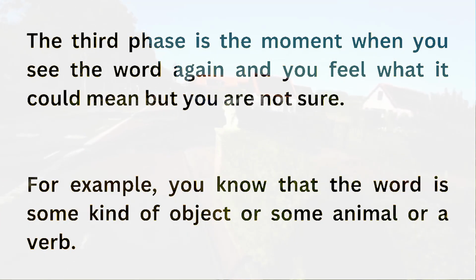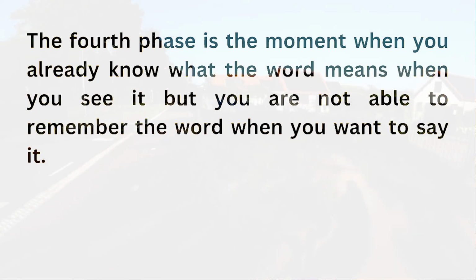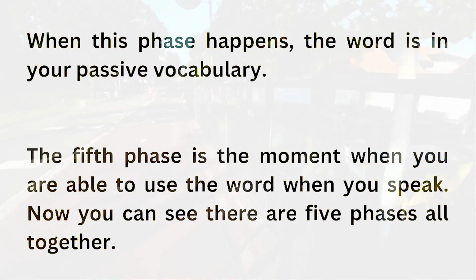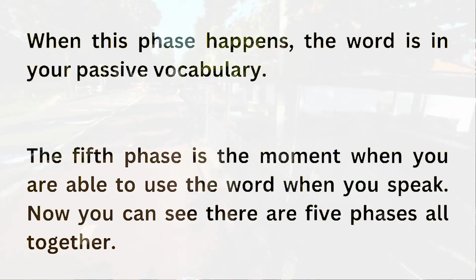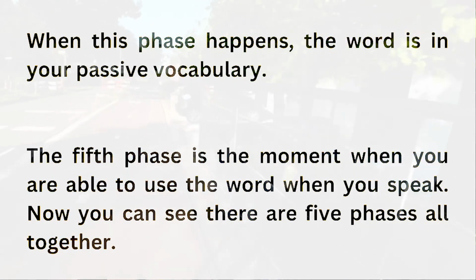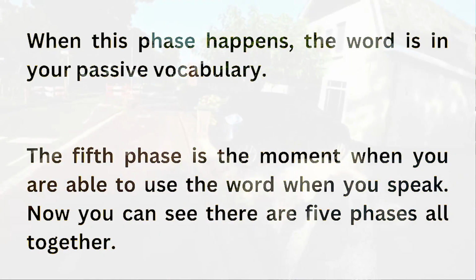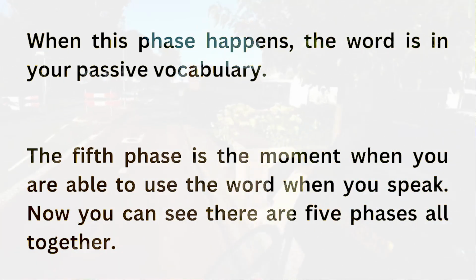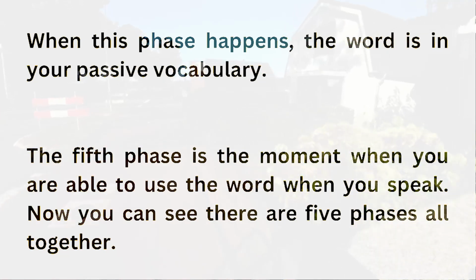For example, you know that the word is some kind of object or some animal or a verb. The fourth phase is the moment when you already know what the word means when you see it, but you are not able to remember the word when you want to say it. When this phase happens, the word is in your passive vocabulary. The fifth phase is the moment when you are able to use the word when you speak.